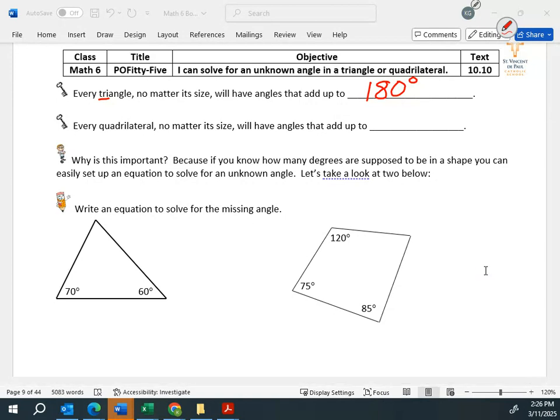Now, every quadrilateral, quad means four, lateral means sides. So every shape that has four sides, every time we will add up all four of those angles, it will add up to be 360 degrees. You will notice that 180 to 360, we multiply the 180 by 2.